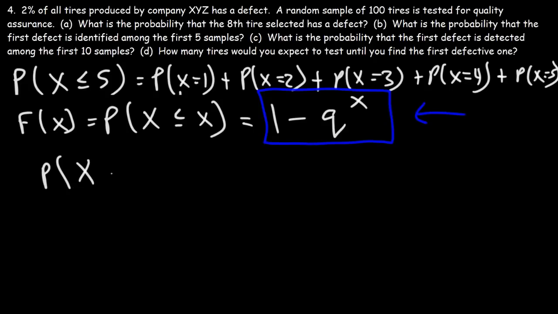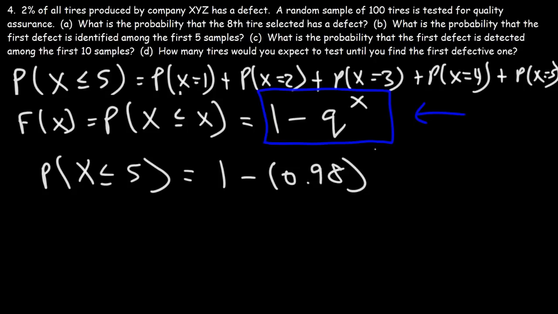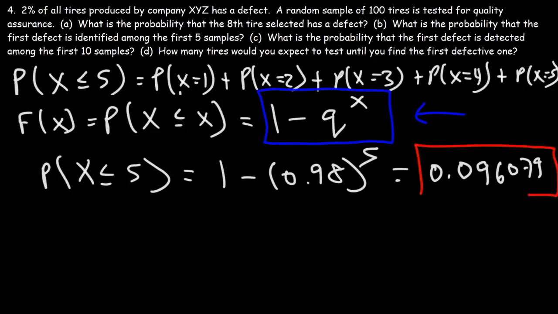So in this case, little x is 5. So this is going to be 1 minus 0.98 raised to the 5th power. Go ahead and type that in. This will give you the same answer of 0.09607. So make sure to add that formula to your list of other formulas that you need to know.